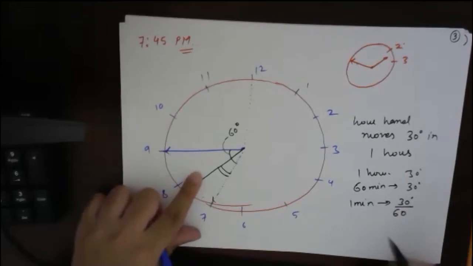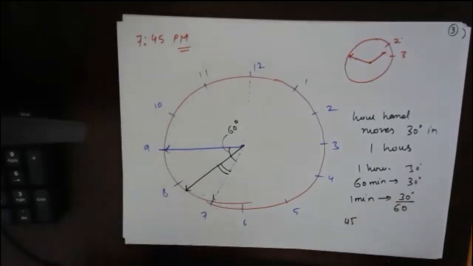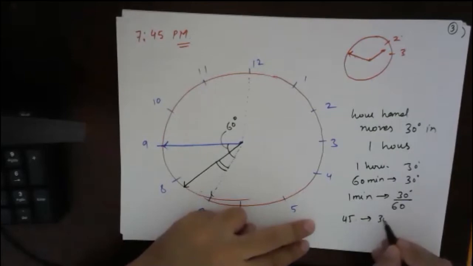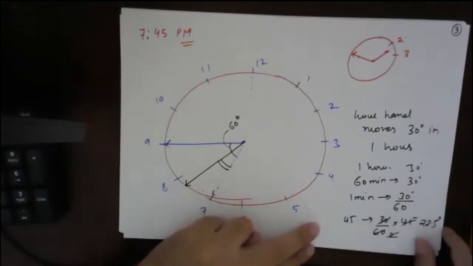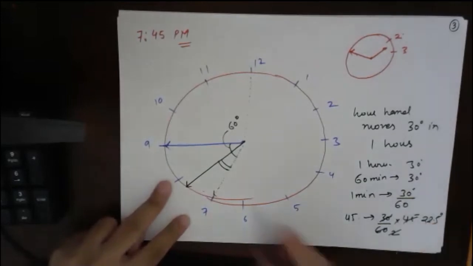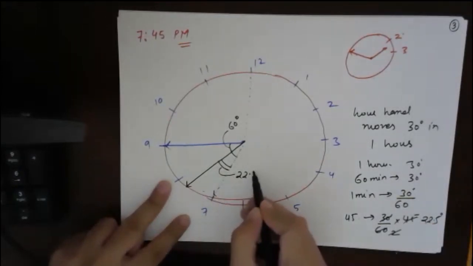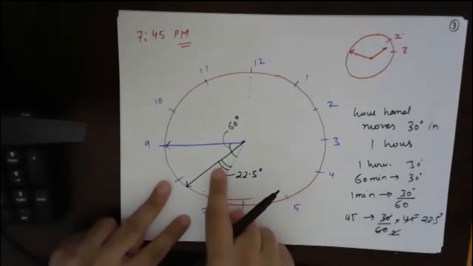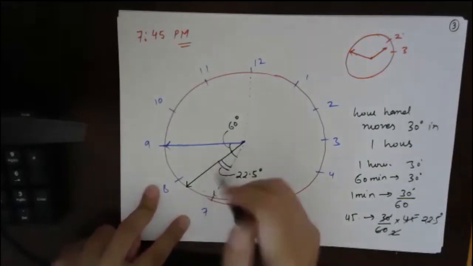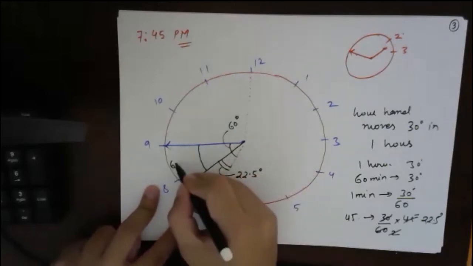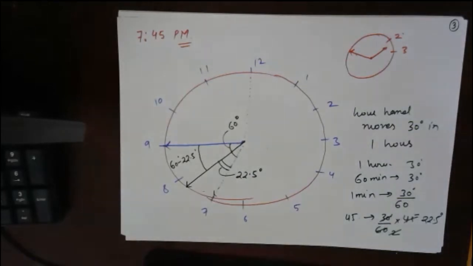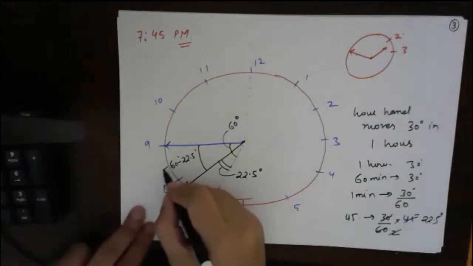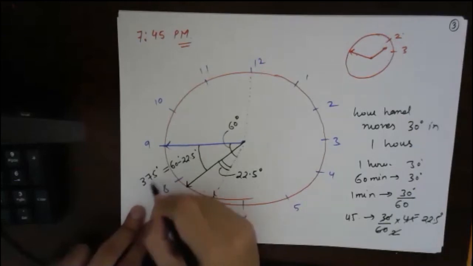30 degrees by 60. So for 45 minutes, how much has it moved? 30 by 60 into 45, right? So this is 22.5 degrees. If this is 22.5 degrees, and this total was 60, then this angle will be 60 minus 22.5, so this will be 37.5 degrees.